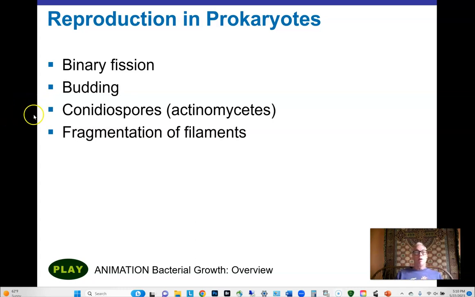Conidiaspores, we'll probably wait till another chapter to talk about this process, but some bacteria grow in long strands from which pieces can break off that contain the genome and go on to produce more strand-like bacteria, fragmentation of filaments. We'll talk a lot about complex life cycles of microorganisms, especially fungi, which produce all kinds of different reproductive structures, including conidiaspores and so forth.